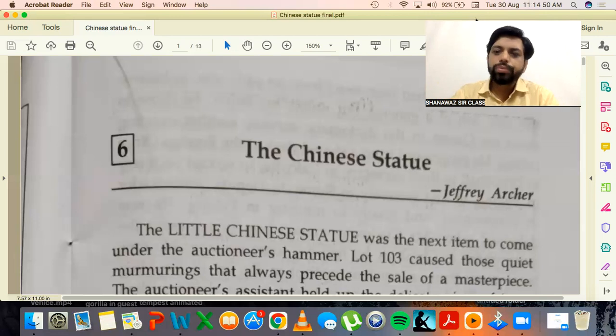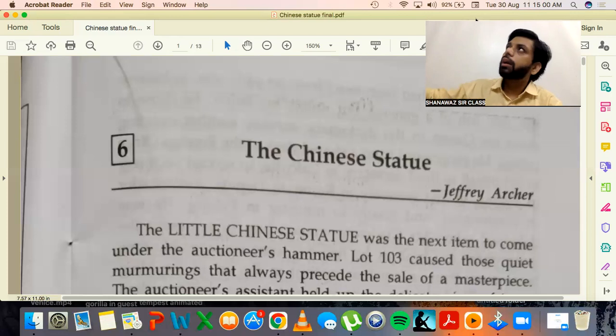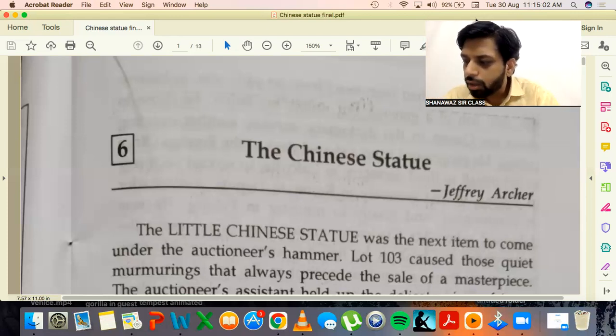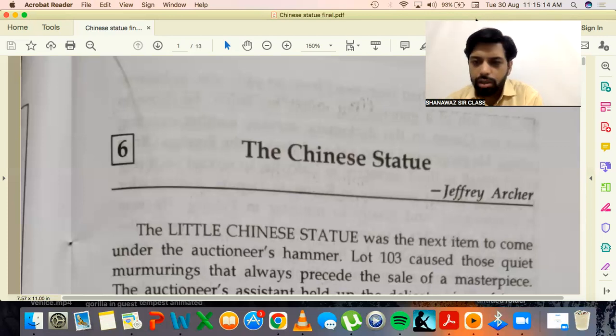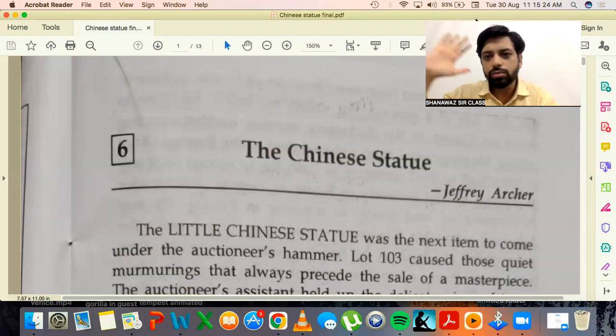So Alexander, the great grandfather of this man who is selling his heirloom in this South Bay auction house, went to China, and going into one shop, by mistake he said that he wished he had it. So the owner gave him this Chinese statue, and in return for the Chinese statue, Alexander gave a house to the Chinese man. So this was the background.